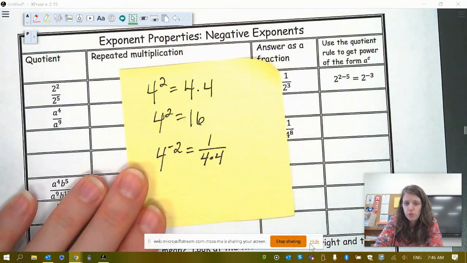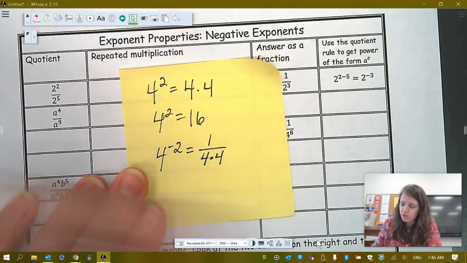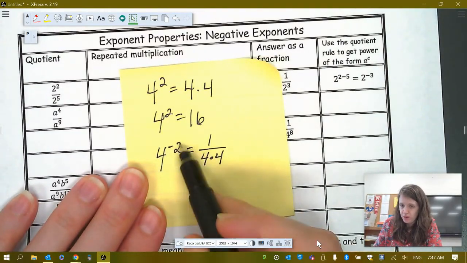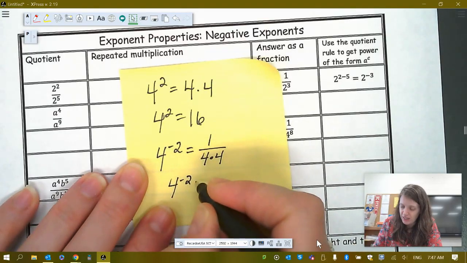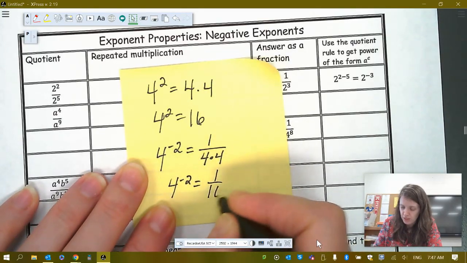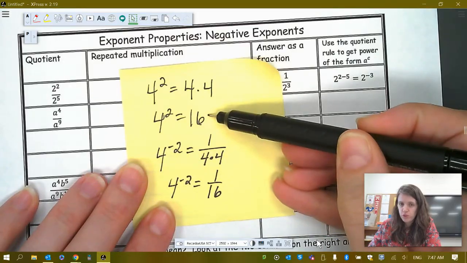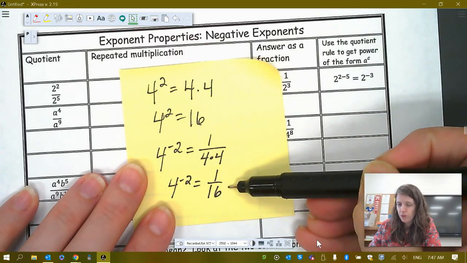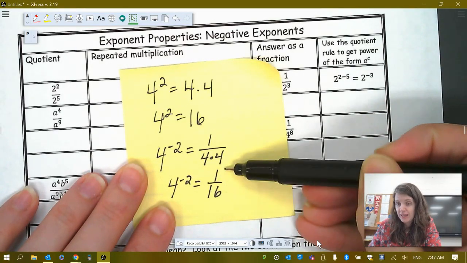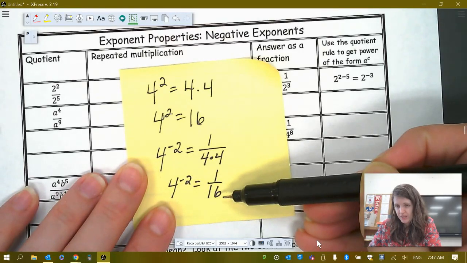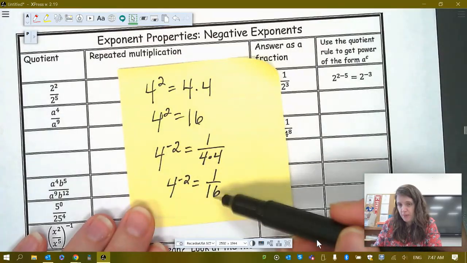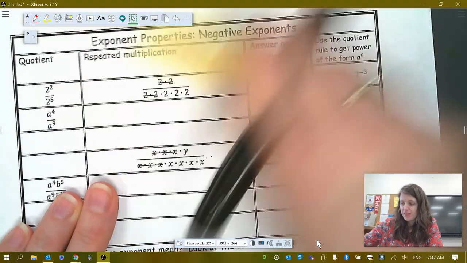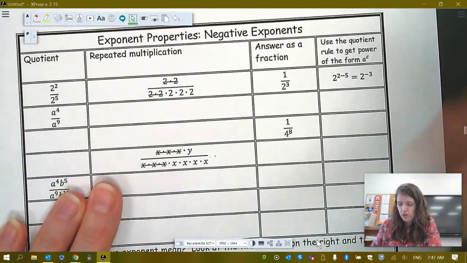So looking at this one, if 4 squared is the exponent that we're dividing by, then 4 to the negative second is equal to 1 over 16. So notice 4 squared equals 16, but 4 to the negative second is dividing by 16. We're taking a number and dividing it, making it that much smaller, okay? So a division by 16. So that's kind of a basic jump into what negative exponents are.